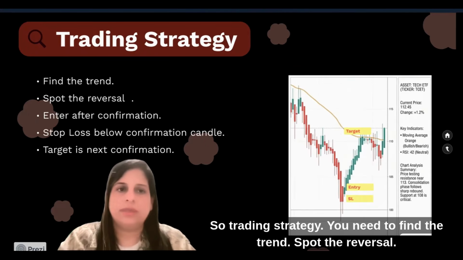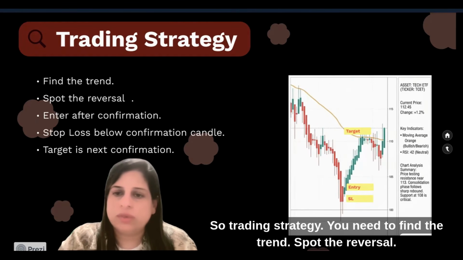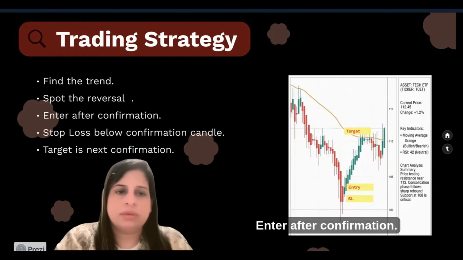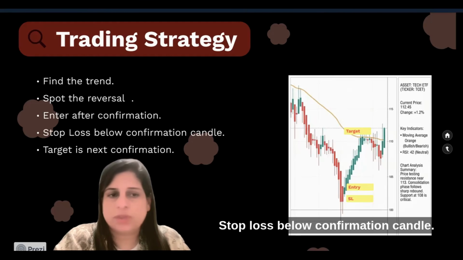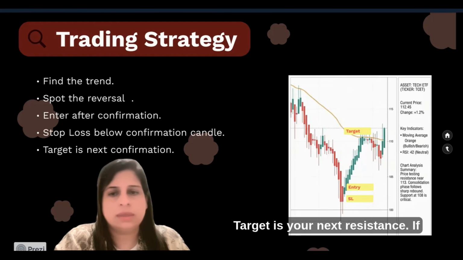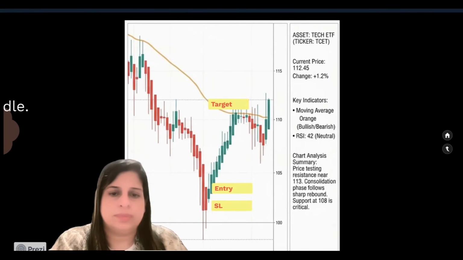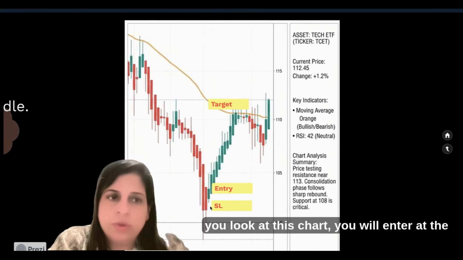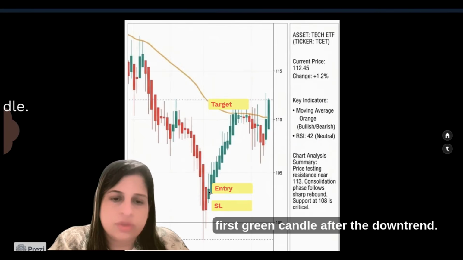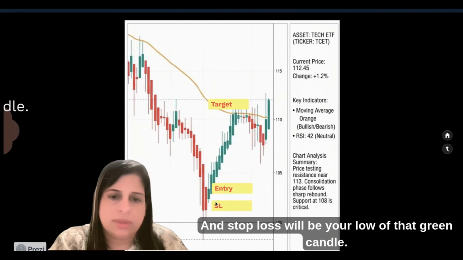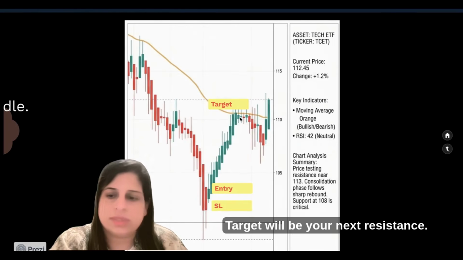Trading strategy: you need to find the trend, spot the reversal, enter after confirmation, stop loss below the confirmation candle. Target is your next resistance. If you look at this chart, you will enter at the first green candle after the downtrend, and stop loss will be the low of that green candle. Target will be your next resistance.